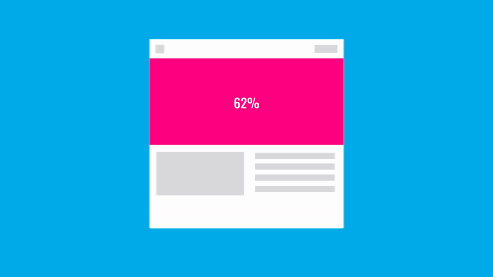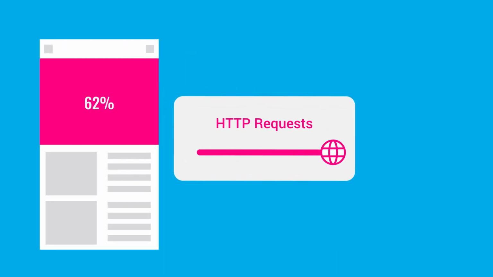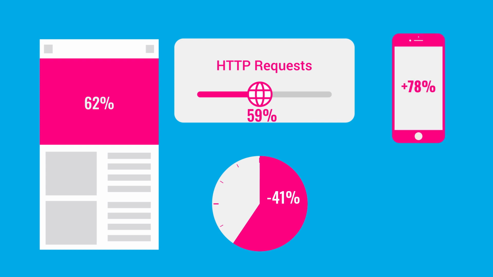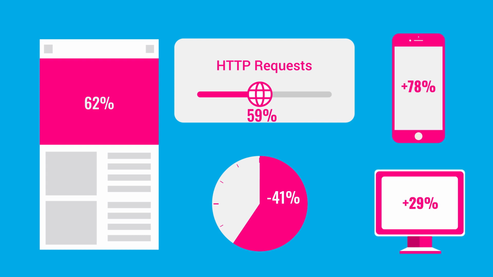Remember, I had loads of problems with page size, requests, page speed scores, and a bunch of other stuff. But after deploying the ultimate setup for website speed that I'm going to share with you in a minute, I was able to reduce average page size by 62%, reduce the number of requests by 59%, and reduce the average load time by 41%. Not only that, but page speed scores for mobile increased by 78% and desktop by 29%. All of those improvements were with this ultimate setup I'm going to show you in a moment.